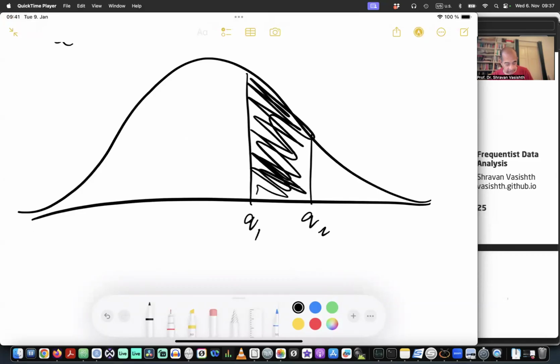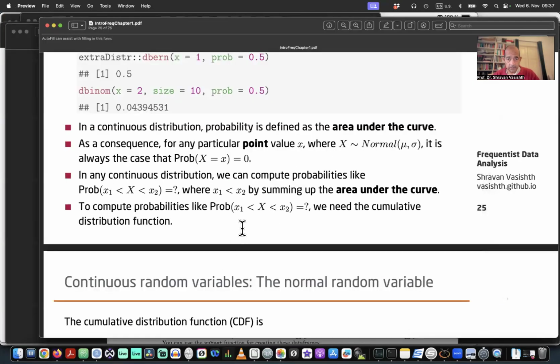What's the probability of observing that? And that probability, of course, is going to be the area under the curve. We can compute this area under the curve using one of the DPQR family of functions, as I will show you. Okay. So let's do this.